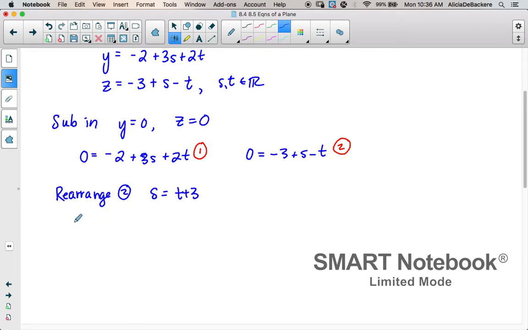And I'm going to sub that into 1. So in equation 1, I'm just replacing the s with t plus 3.